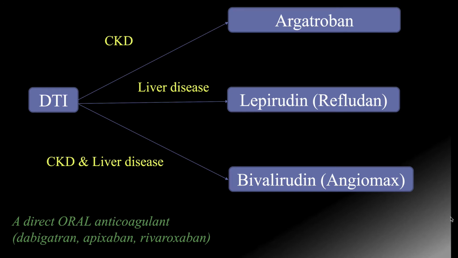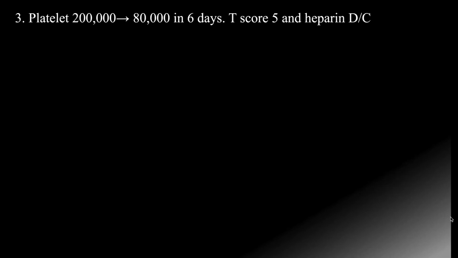So what about the newer direct oral anticoagulants, dabigatran, apixaban, or rivaroxaban, which is Xarelto or Eliquis? Can we use these medications? Now these medications are not FDA approved for HIT. However, you can use them off label if direct thrombin inhibitors are not available, if the patient does not have a line, and if the patient has a contraindication to direct thrombin inhibitors, but it is not FDA approved. So let's do question number 3.